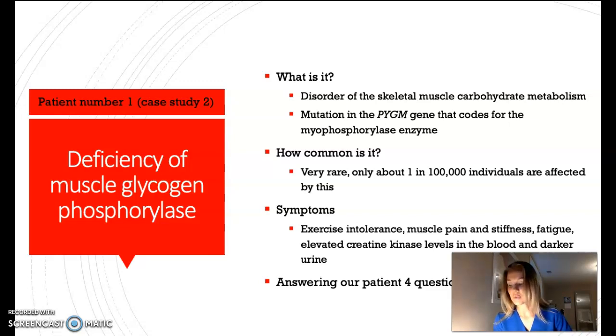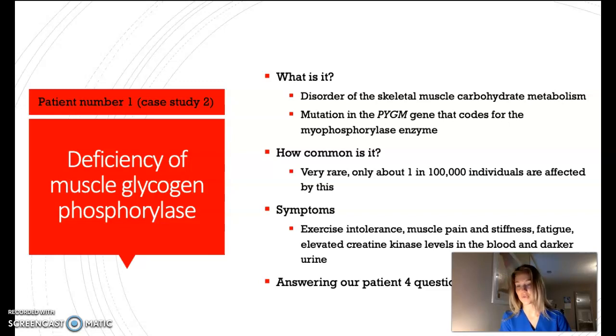GSD5 is an autosomal recessive genetic disorder that is caused by a mutation in the PYGM gene that codes for the myophosphorylase enzyme, located on the Q arm of chromosome 11 at position 13. Myophosphorylase is an enzyme found in the muscle cells that breaks down a complex sugar called glycogen into simple sugars called glucose-1-phosphate, which the muscles use for energy.